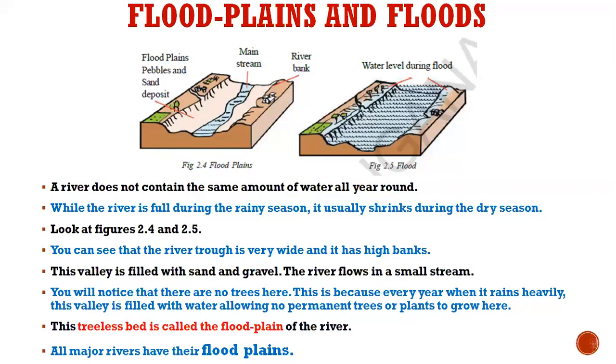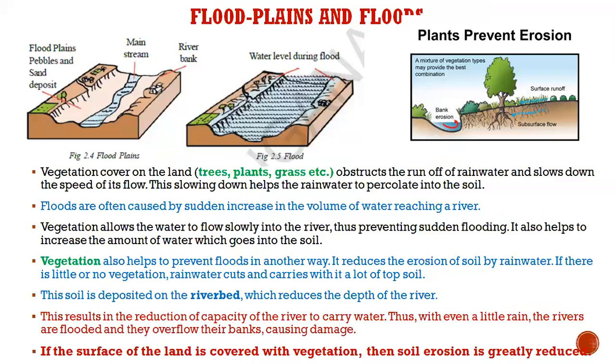This is because every year when it rains heavily, this valley is filled with water, allowing no permanent trees or plants to grow here. So, this treeless bed is called the floodplain of the river. And all major rivers have their floodplains.